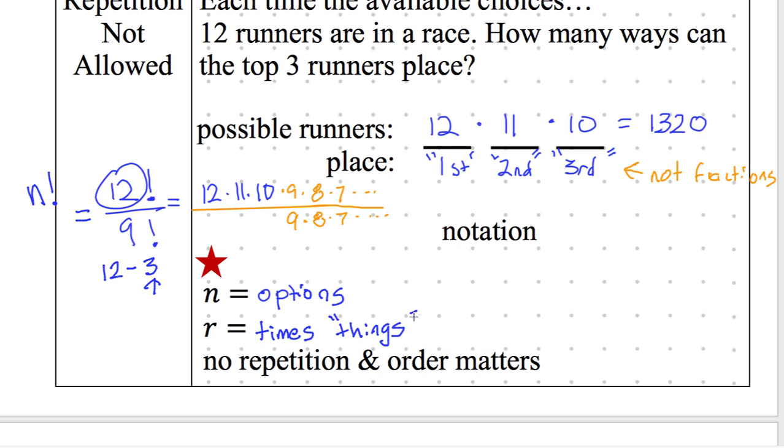So it's n factorial over (n minus r) factorial. You just derived a really hard to understand formula.